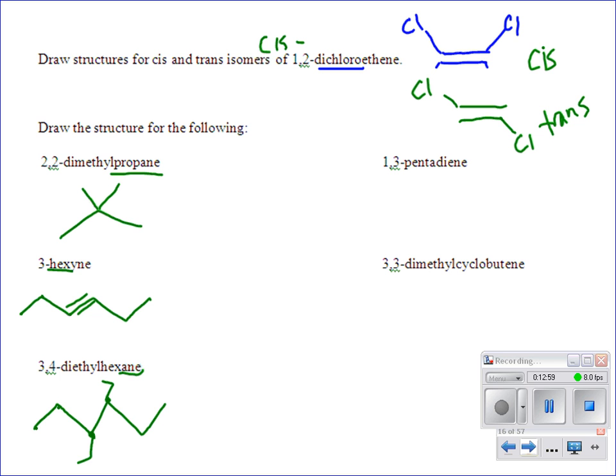1,3-pentadiene. What do you think that means? 2 double bonds on a 5-carbon chain. 1, 2, 3, 4, 5. 1, 2, 3. It's not hard.